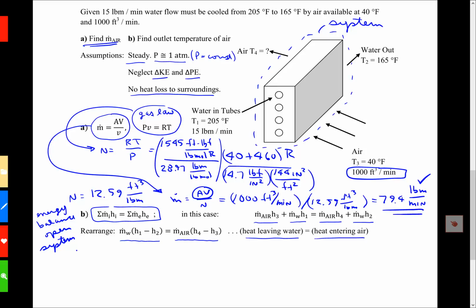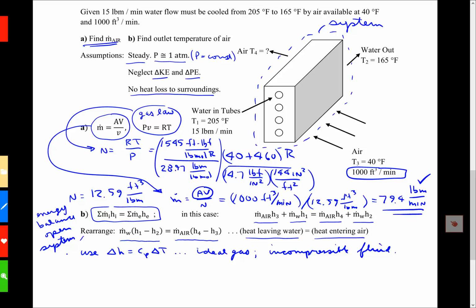Now what I want to do for this problem is use delta H to be Cp times delta T for each side. We can do this because on the air side we have an ideal gas. And we can do this on the water side because that's an incompressible substance, or in this case, an incompressible fluid. So same equation, different reasons for each side of the heat exchanger.